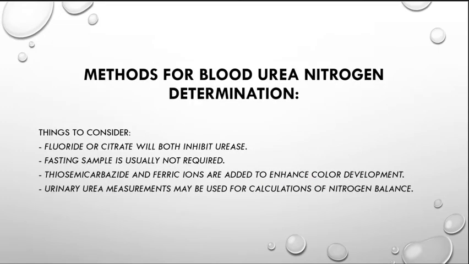We have different methods for your BUN determination. But first we have to consider that if the additive used is fluoride or citrate, it will inhibit the urease enzyme. Fasting sample is usually not required. Thiosemicarbazide and ferric ions are added to enhance color development, and urinary urea measurements may be used for calculations of nitrogen balance.